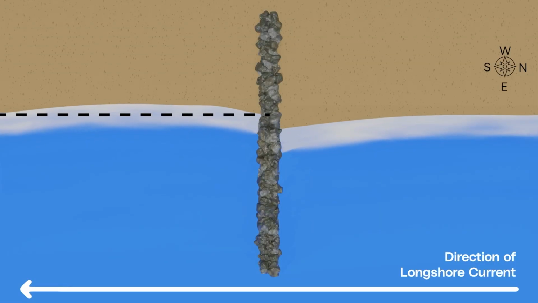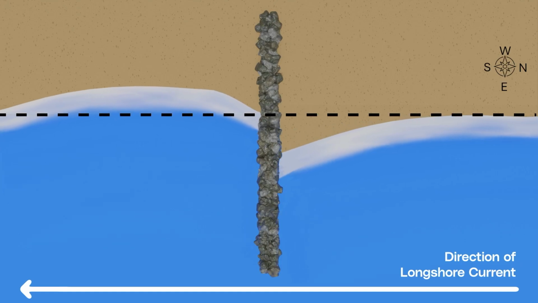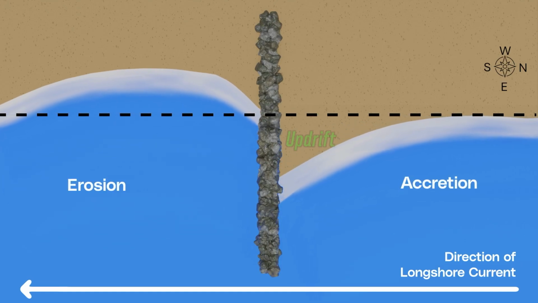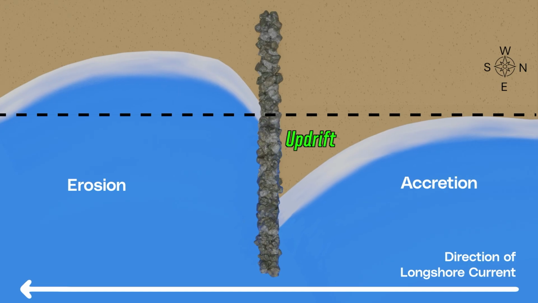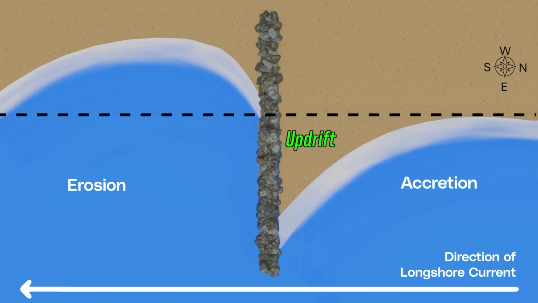For example, if currents flow from north to south, sediment accumulates on the updrift side of the structure on the north, widening the updrift beach and resulting in accretion. However, downdrift areas to the south may experience sediment deprivation, leading to beach narrowing and erosion.